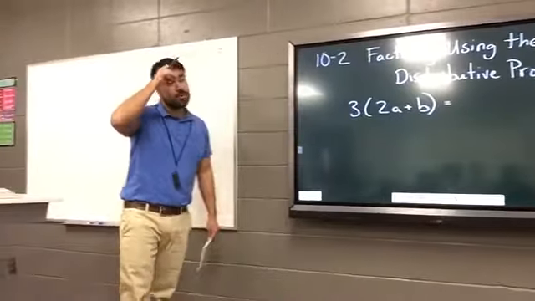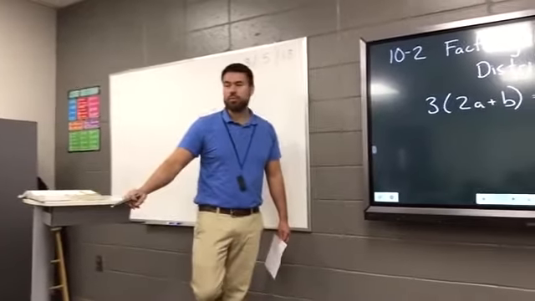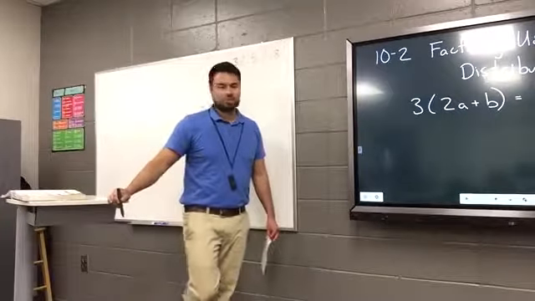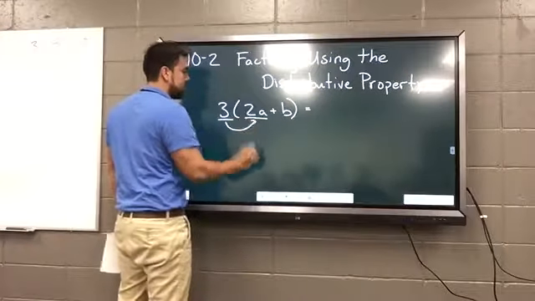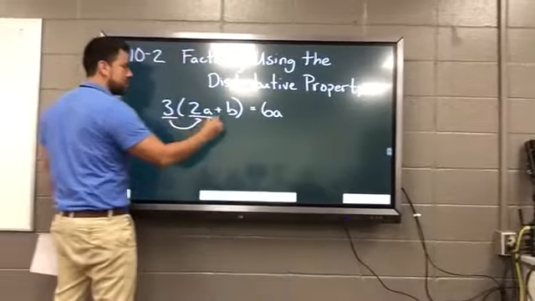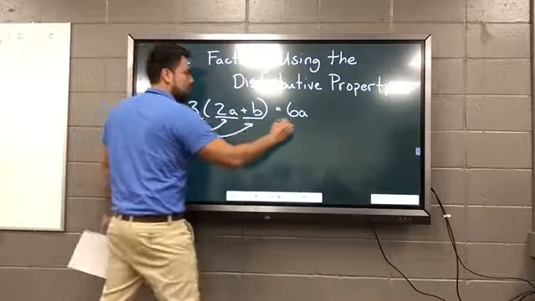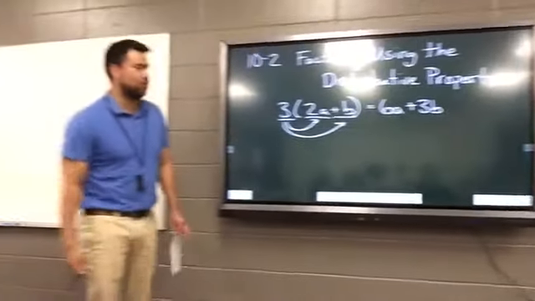So to make it simpler, I need to drop those parentheses, but I have to do that using which property? Good, distributive. So what's 3 times 2a? 6a. And what's 3 times b? 3b. Okay, good. So if you can do that, you're on a good path so far.